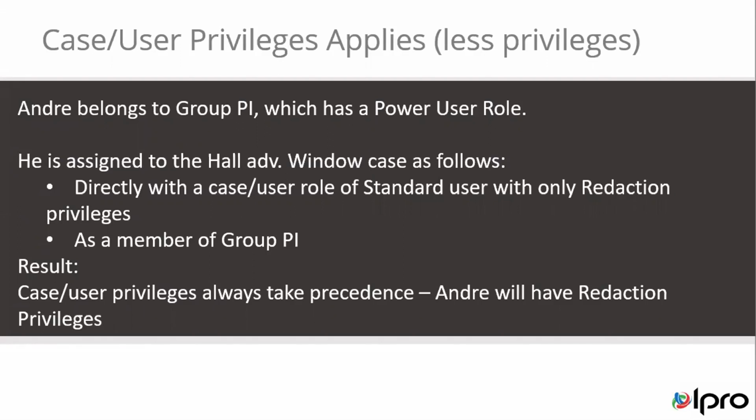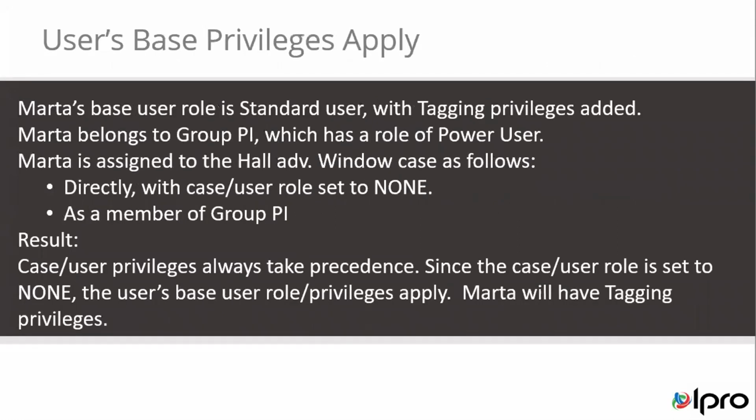In this example, Andre's case user privileges take precedence, giving him less privileges than Group PI. Again, case user privileges take precedence.